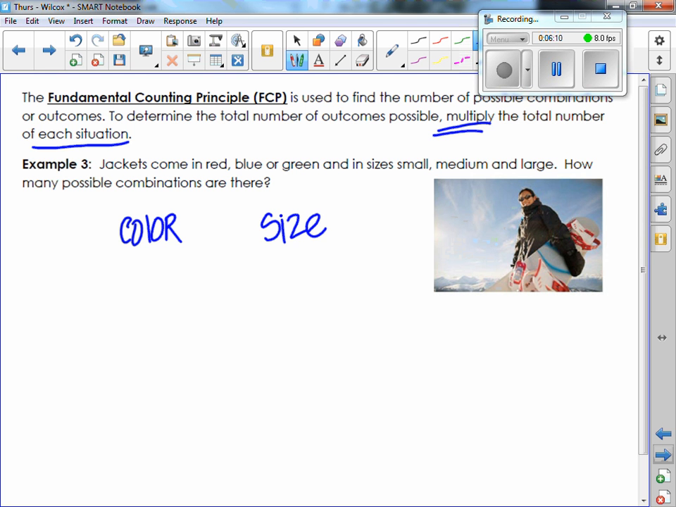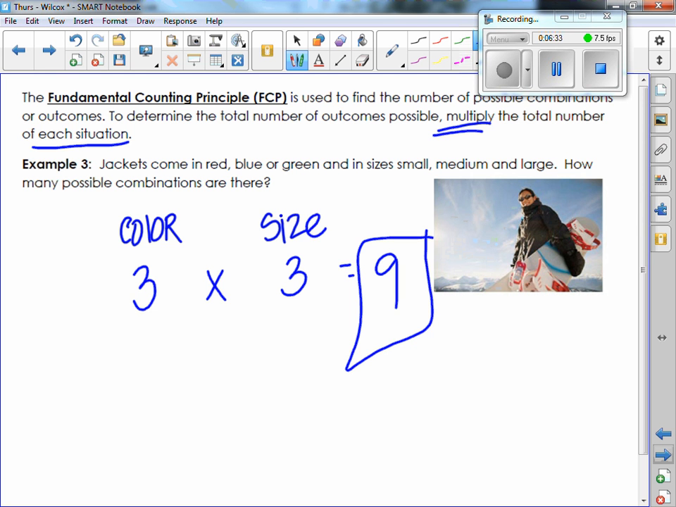Color, I have 3 colors, red, blue, or green. And in sizes, I have 3 sizes, small, medium, large. So if I multiply each of those situations, I have a total of 9. If I were to actually list these out, red, medium, red, small, red, large, green, medium, green, small, green, large, and so on, I would end up finding out that I would have 9 different combinations to choose from. So the FCP is just your shortcut mathematical way to solve these types of problems.